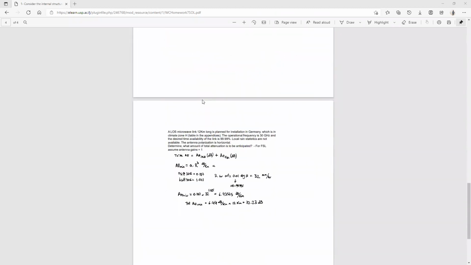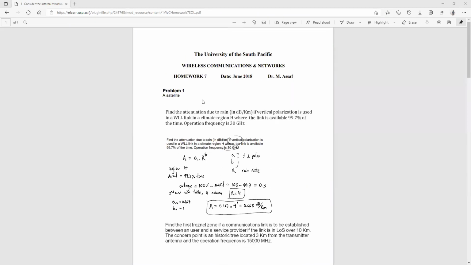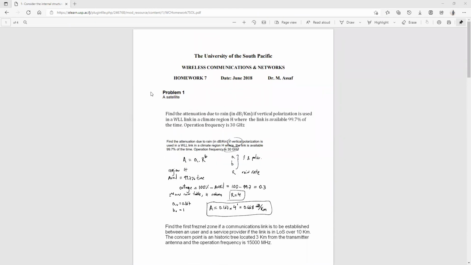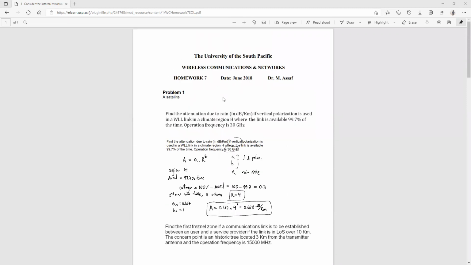We have a total of, I think, 4 questions altogether. So let's start with the first problem. Find the attenuation due to rain, in dB per kilometer, if vertical polarization is used in a WLL link in a climate region H, where the link is available 99.7% of the time. Operation frequency is 30 gigahertz.